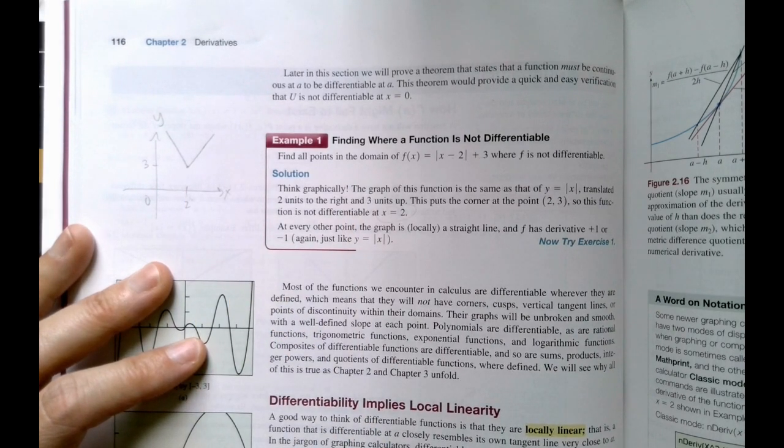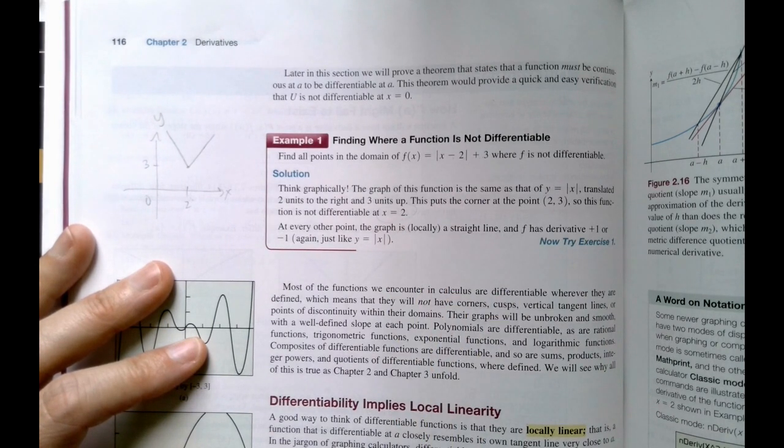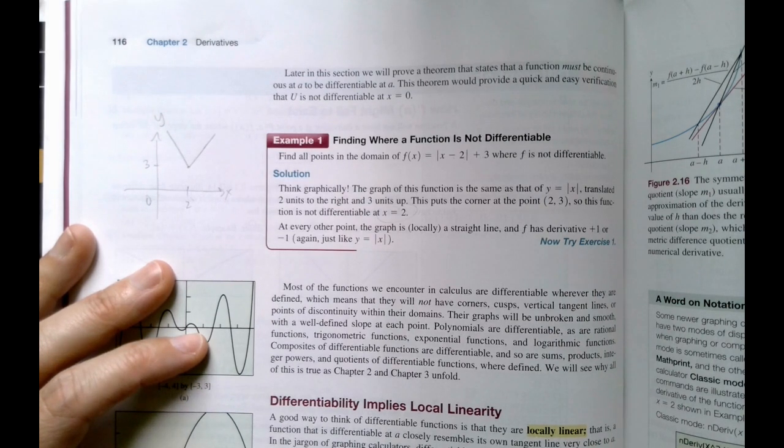A lot of times when you're looking at where things are not differentiable, graphically is usually your best bet. If it's not graphical, then we can look at the left and right hand limits of the derivatives and see why they don't agree.